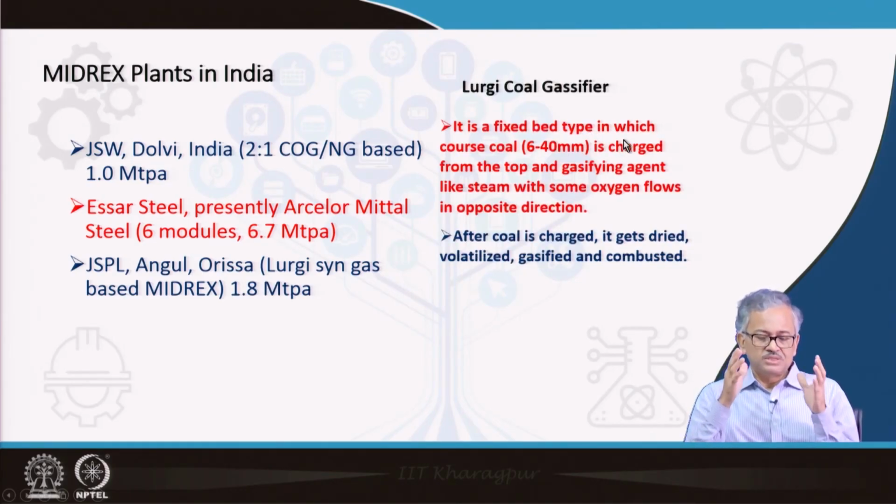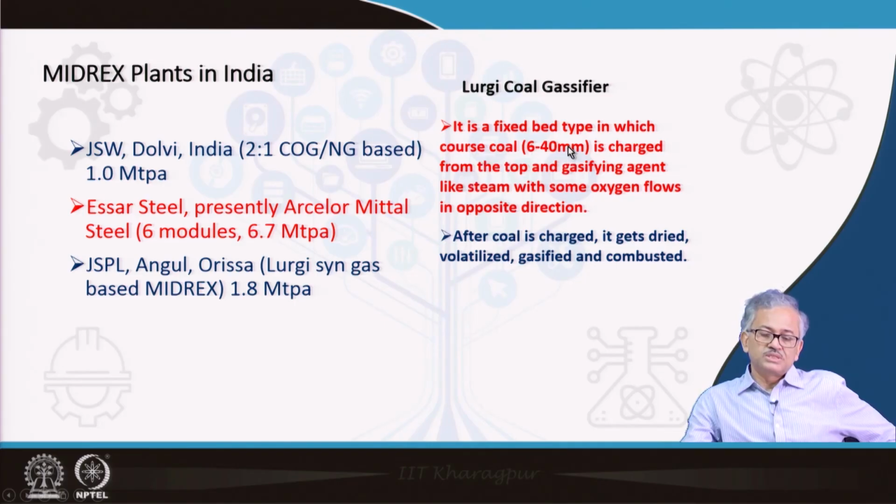What is this, how does this reactor look like? It is a rectangular reactor, a fixed bed type reactor, and here the coarse coal is charged. There is 6 to 40 millimeter coal charged from the top, and the gasifying agent, like oxygen and steam, flows in the opposite direction, right.